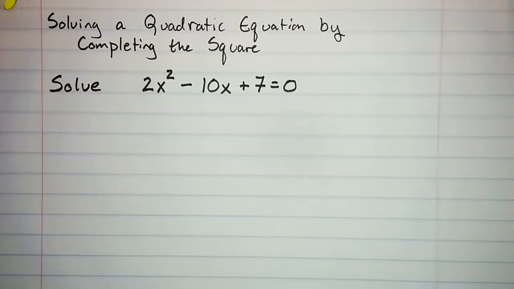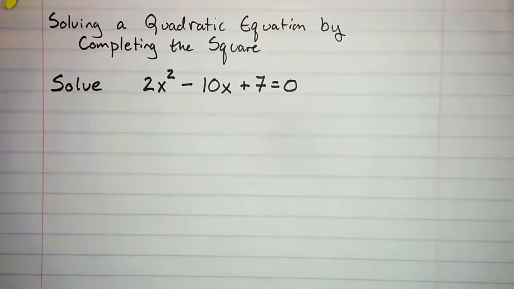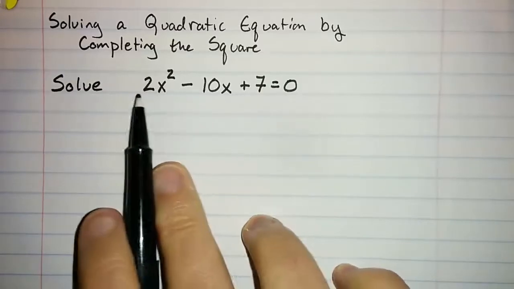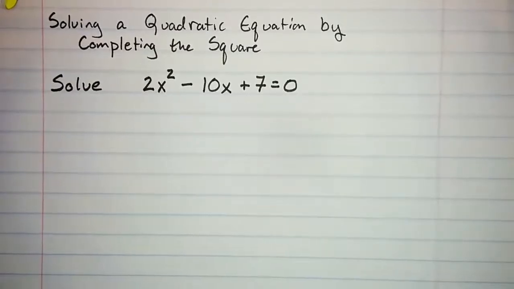Now, a little bit of thought will tell us that we aren't going to be able to solve this by factoring. We aren't going to be able to find two numbers whose sum is negative 10 and whose product is positive 14. There just aren't any numbers like that. But we can solve this by completing the square.